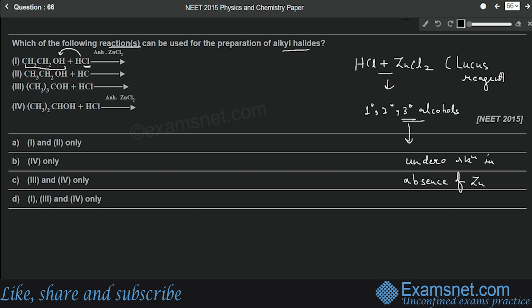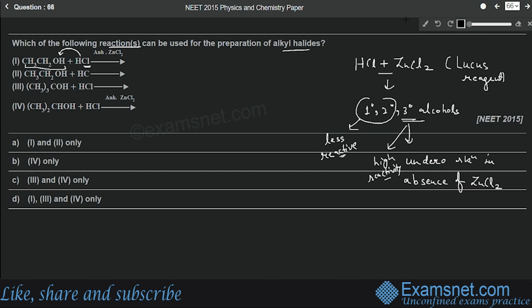because the reactivity of tertiary alcohol is more. It has a high reactivity, so it does not require the presence of zinc chloride to undergo the reaction, whereas primary and secondary alcohols are less reactive. These are less reactive, so they require the presence of zinc chloride as catalyst to undergo the reaction and give the product alkyl halide. Now let's see the reactions.